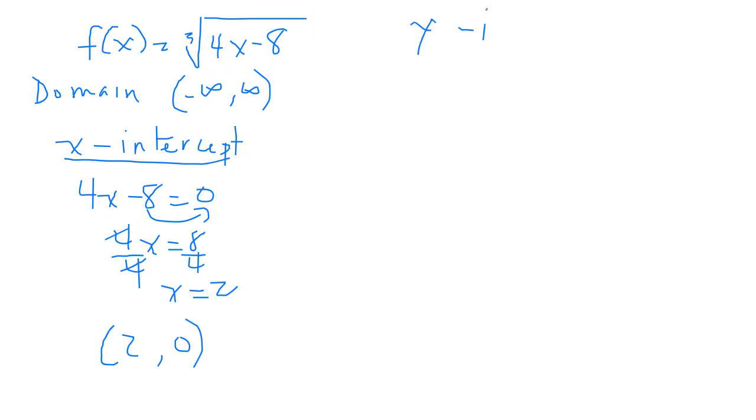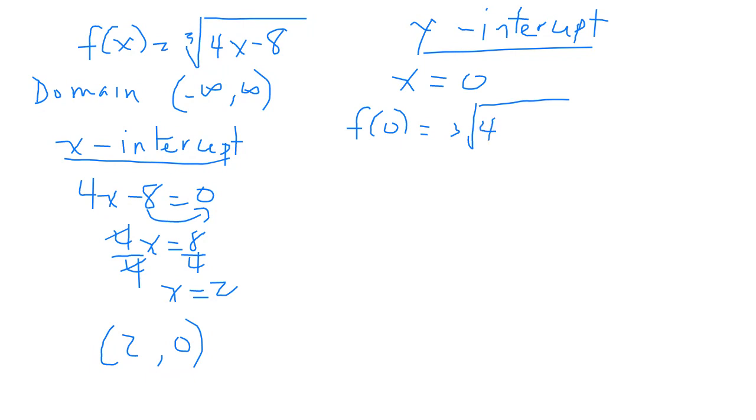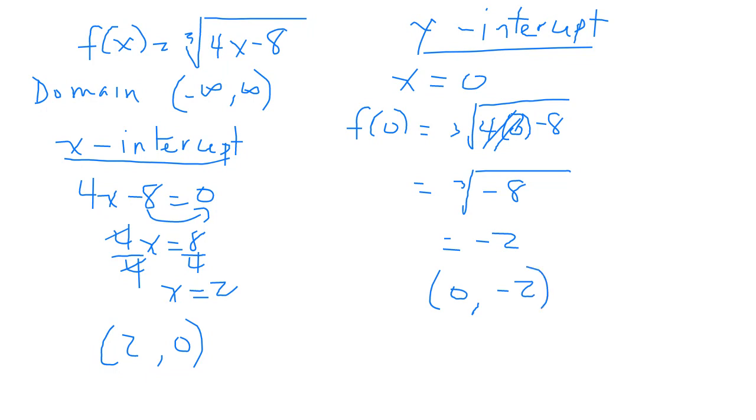Now y-intercept. X is 0. So I have f of 0 equals the cube root of 4 times 0 minus 8. The cube root of this goes to what? 0. So I have minus 8. So what is that going to give me? Negative 2. And if you put this in the calculator, you should get negative 2. So I have when x is 0, y is negative 2. Okay? So that's how you solve these problems.